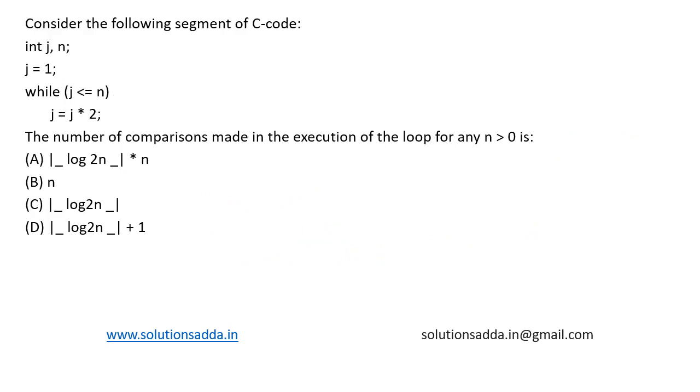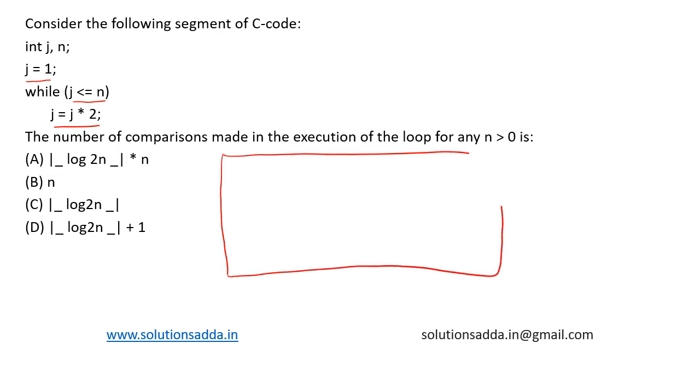This is a question from C programming. We are given a C code and two integer variables j and n are declared. j is equal to 1; while j less than or equal to n, j is equal to j into 2. The number of comparisons made in the execution of the loop for any value n greater than 0 is. So let's make the number of comparisons count. Let's draw a table first. We have n and number of comparisons.